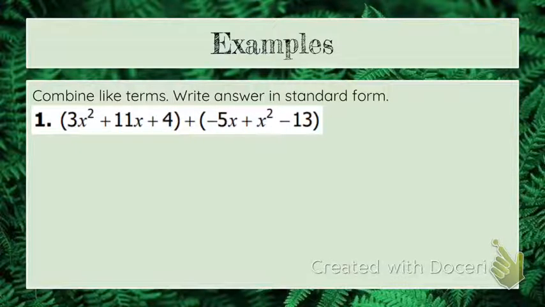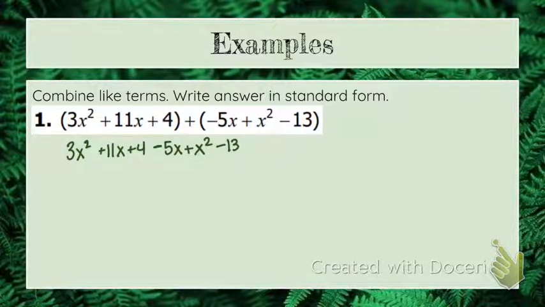So in this case, everything's in parentheses, so we want to pay attention to the coefficient. In both of these, the coefficient is a positive 1. And if we were to distribute a positive 1, it would not change anything. So we can just remove those parentheses. You don't have to write this step down, but for some of you, it may help to see it all. So it's just going to be 3x squared plus 11x plus 4. And I'm going to change that instead of plus a negative. I'm just going to put minus 5x. Plus x squared minus 13.